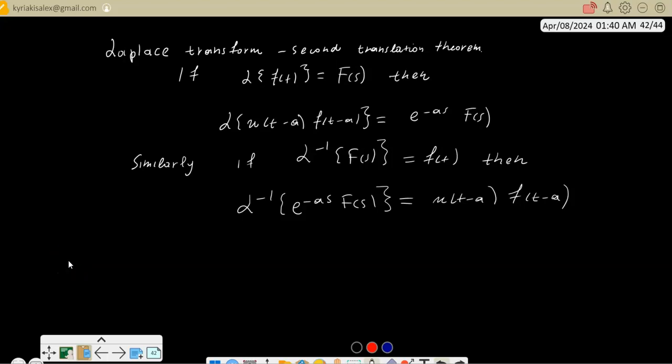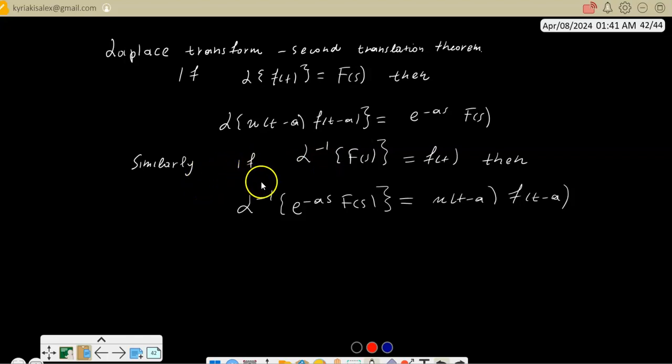In this video, we deal with a second translation theorem concerning the Laplace transform, which says the following. If the Laplace transform of the function f of t equals F of s, then the Laplace transform of the function u of t minus a, this is the unit step function, times the function f of t minus a equals e to the minus a s times F of s.